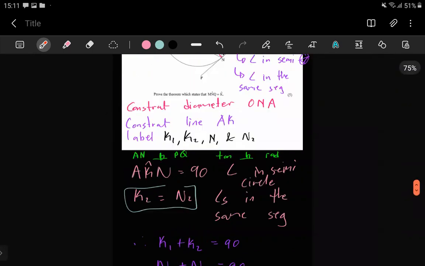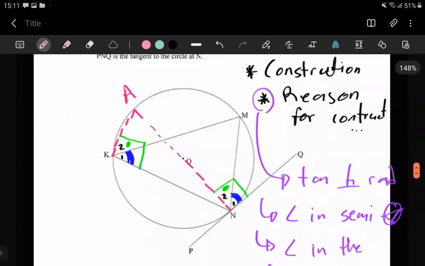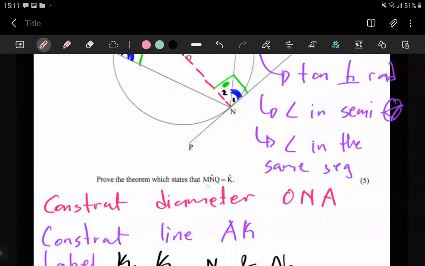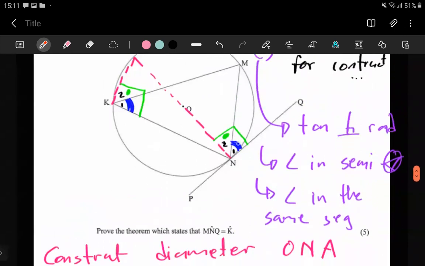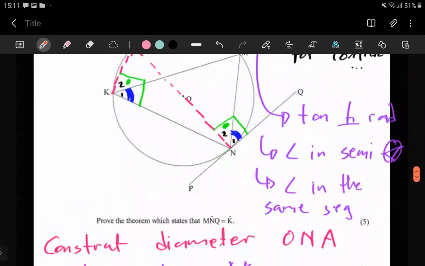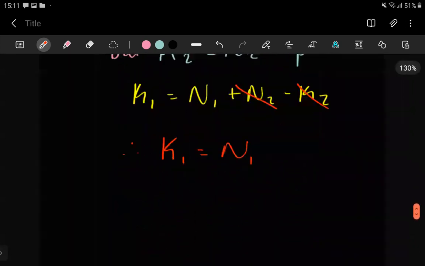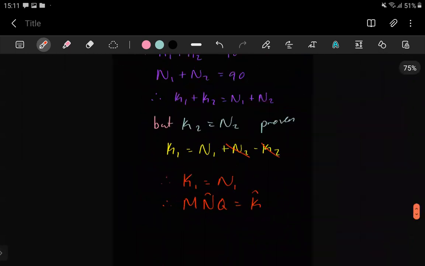And then you would have proven whatever you're needing to prove, because here they said you should prove the theorem that states that MNQ, which is this angle there, is equal to angle K, which is the K1 that we labeled there. So you can say, therefore, MNQ is equal to K. Then you will be home free. So it gives you all your marks.